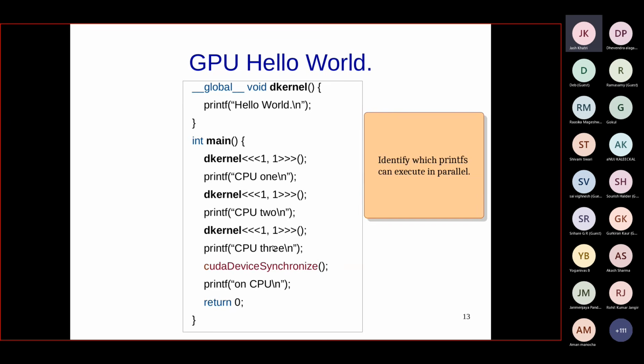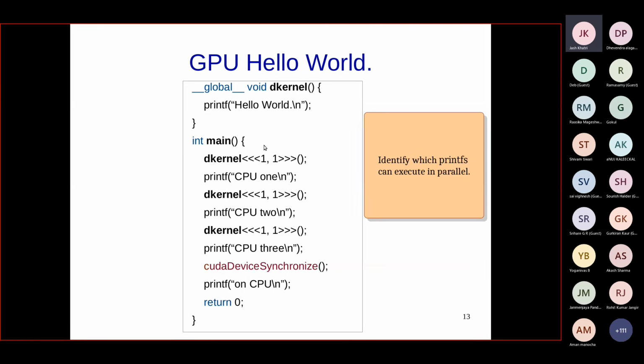And once that is finished, the CPU was waiting here at cudaDeviceSynchronize. Since all these 3 kernels have finished execution, it will move on and then print "on CPU". So one of the possible orders is CPU1, CPU2, CPU3 followed by 3 hello worlds and then "on CPU". That is just one possible order. But again, a different scenario can arise.